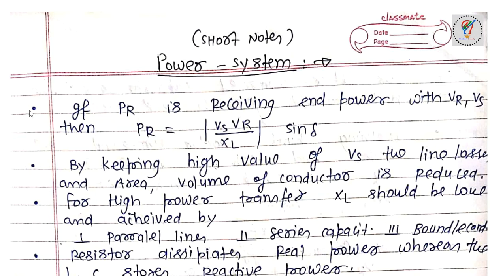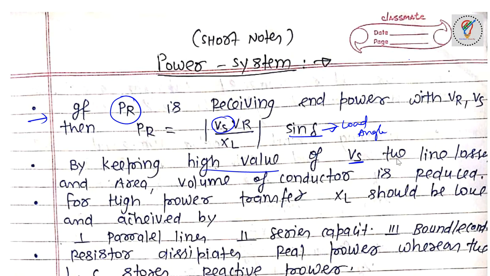So the first point here: if PR is the receiving end power, then PR = Vs Vr divided by XL into sin delta, where Vs is the sending end voltage, Vr is the receiving end voltage, XL is the transmission line reactance, and delta is the load angle.